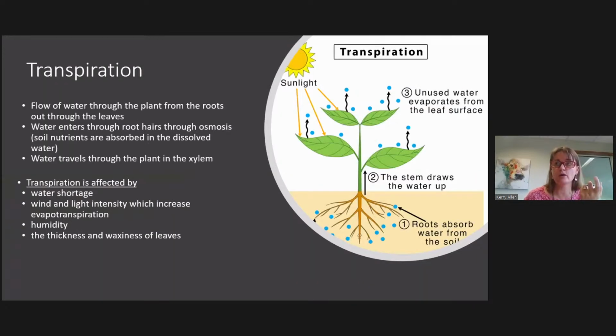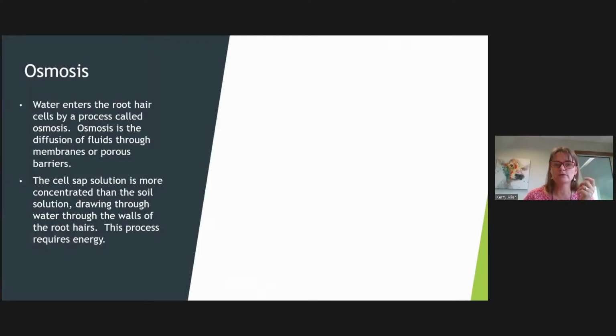Okay, transpiration. This is affected by water predominantly, but also wind. Wind will continue to make transpiration occur, so therefore the water won't be used in growth. Light intensity can also increase that evapotranspiration, particularly if it's pretty intense. Also the humidity and the thickness of the leaves. So once again, that can be manipulated.